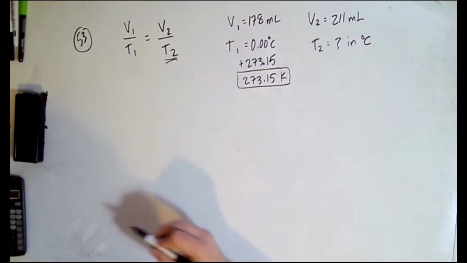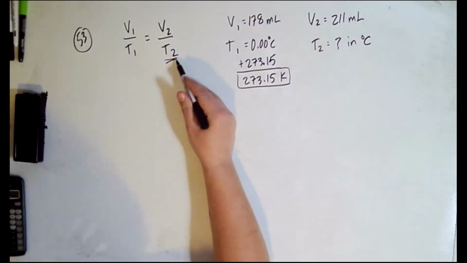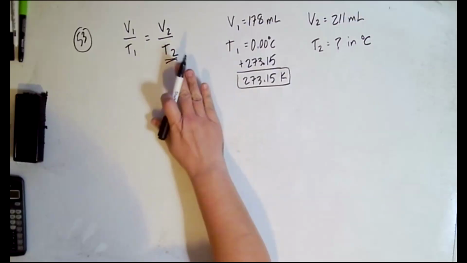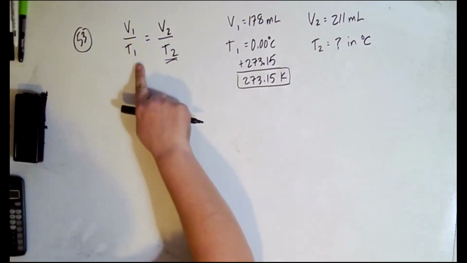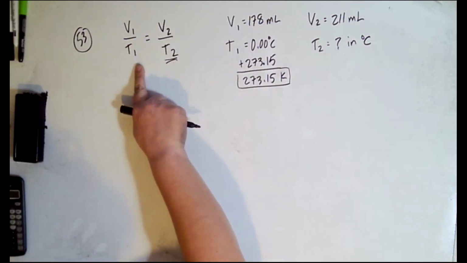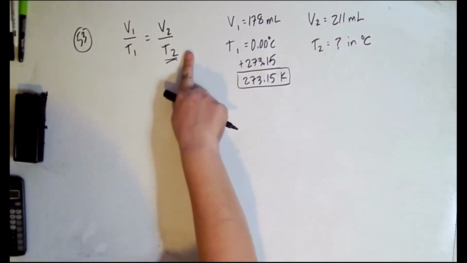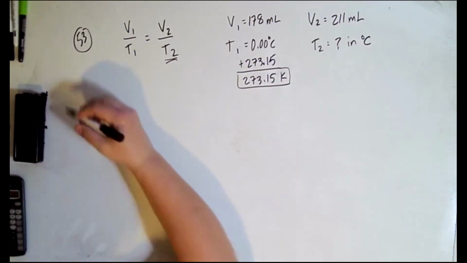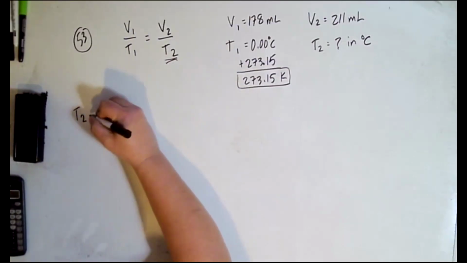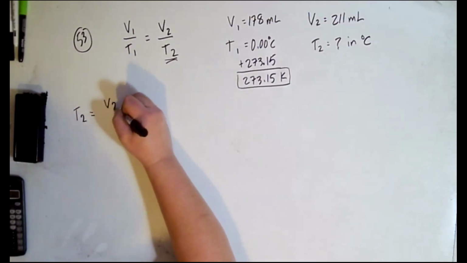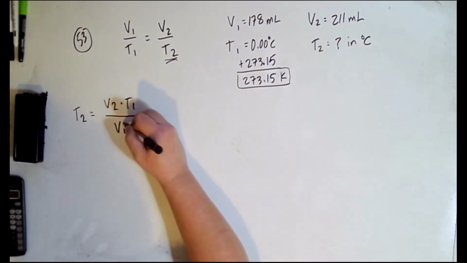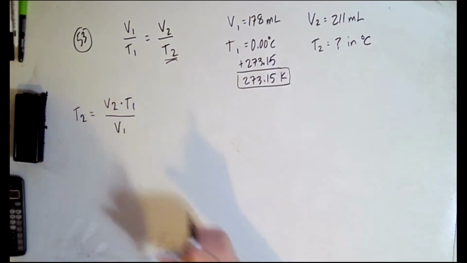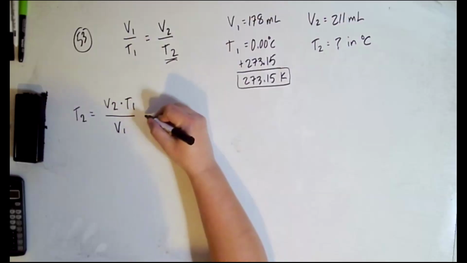They also want us to find a temperature. So remember that when we're finding that second temperature value, our temperature is going to end up on the opposite side in the numerator position. And the reciprocal of what's left on your left side will end up over here on your right side. So when we rearrange this equation, we're going to end up with T2 equals V2 times T1 over V1. All right. And we can plug in our values from there.